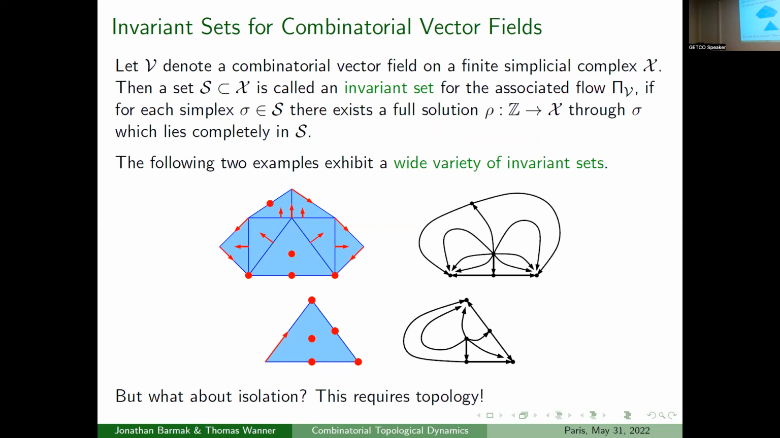And here are just two examples of Forman vector fields, and there's clearly lots of invariant sets that you could come up with. Clearly, every critical cell is an invariant set by itself. Any unions of critical cells are invariant sets. But for example, if I take the union of this two-dimensional critical cell and this one-dimensional one, they are an invariant set in the combinatorial setting.